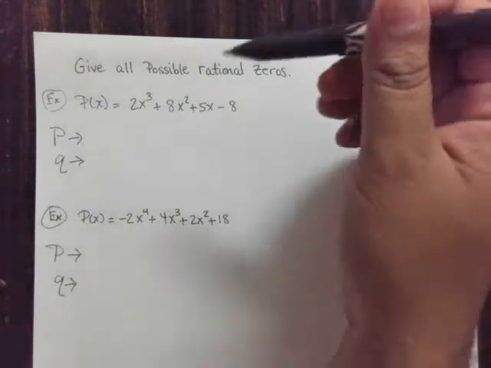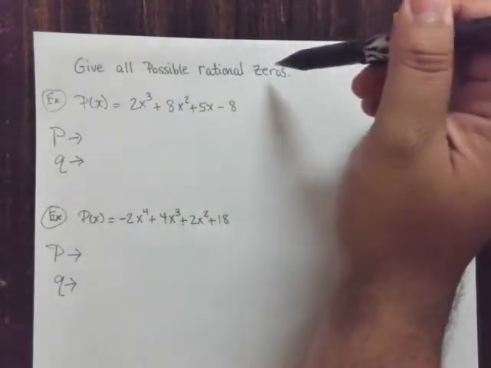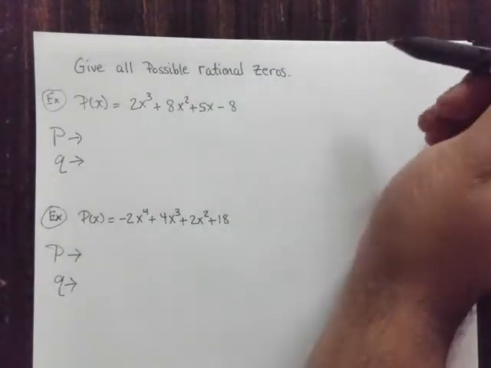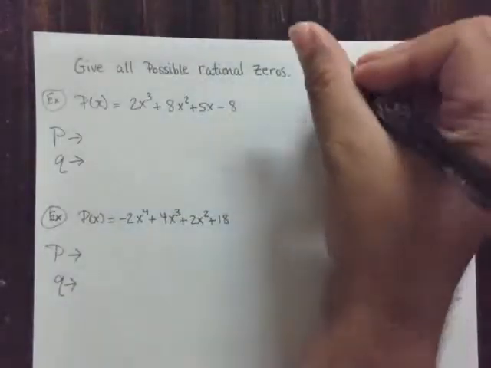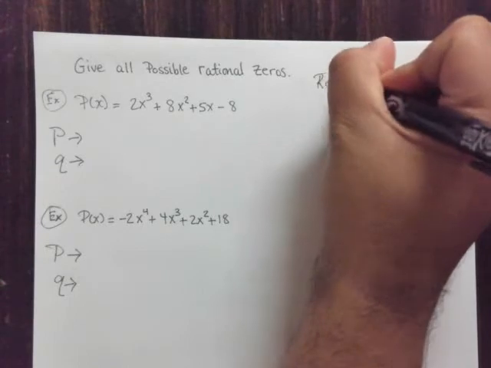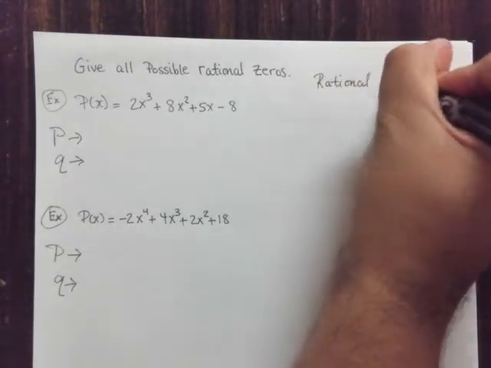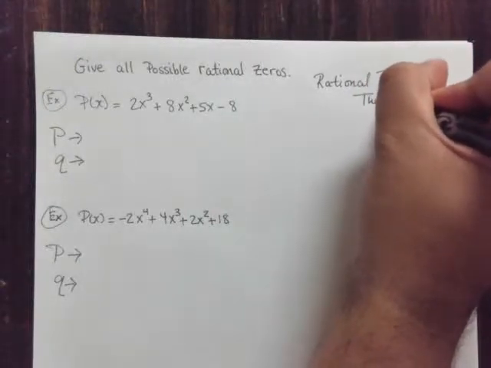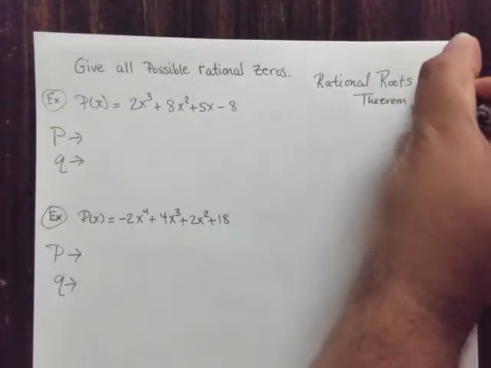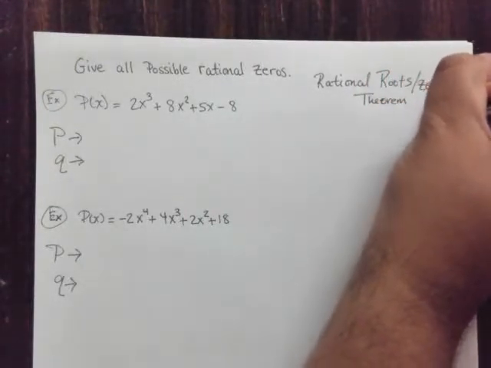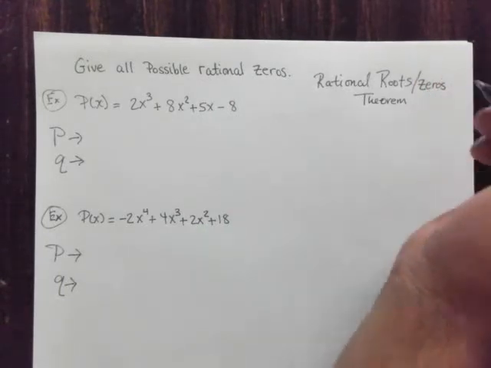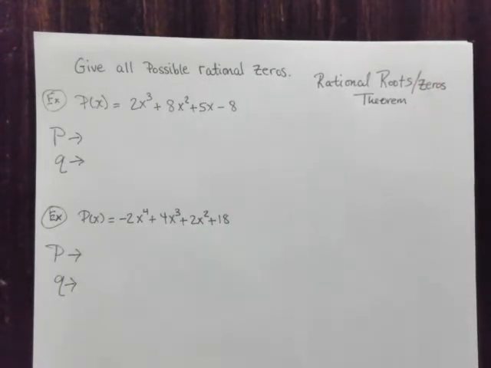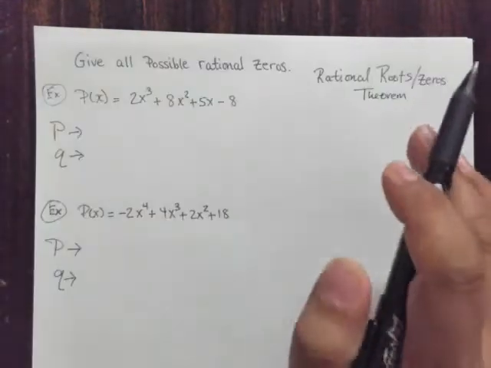Okay, so in this case, we are asked to give all the possible rational zeros. Before I do that, I encourage you to look up something called either the rational roots theorem, this is important, or the other variation, the rational zeros theorem. It goes by either one of these names, it's the same thing.